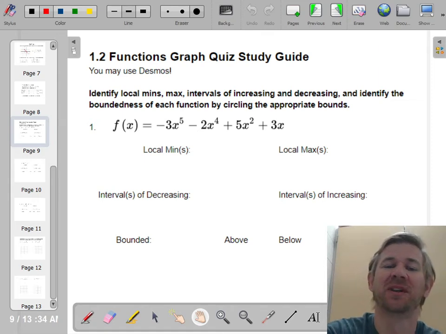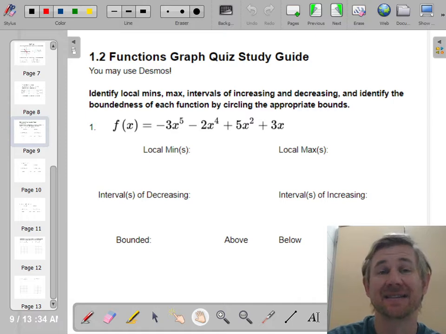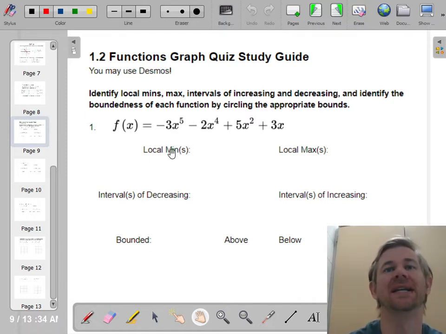Hello ladies and gentlemen, we're going to do some 1-2 review. So this is the study guide. This is everything that we've done so far in section 1-2. First thing we're going to talk about identifying local mins and maxes, intervals, and boundedness.